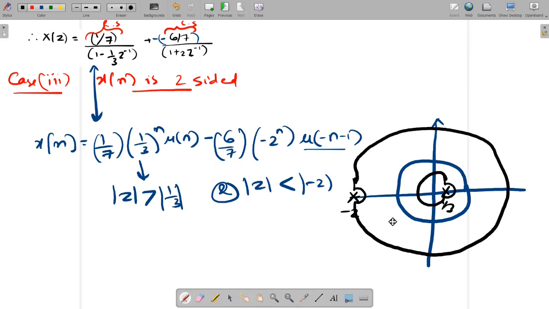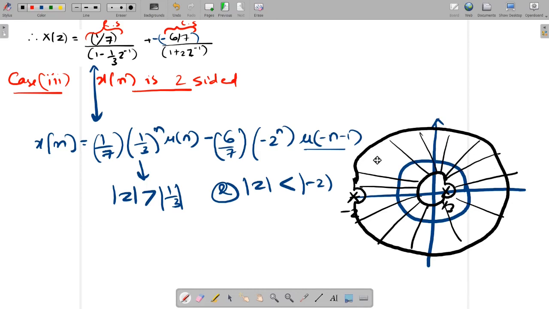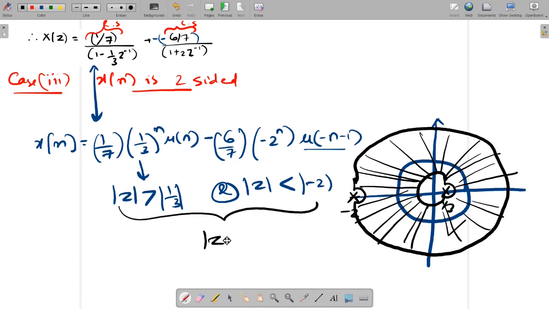So this ROC is less than, this ROC is more than. So what is the combined value? Combined is this shaded part over here. Okay. What is the combination of these both? It is mod z is more than 1 by 3 and less than minus 2. Fine. I hope you are understanding. So pole was at minus 2 over here and 1 by 3 over here. Fine. If you do the opposite, you will get a case where x of n does not exist.